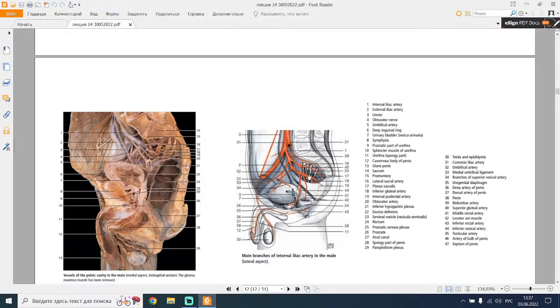Arteria pudenda interna. As you see, arteria obturatoria and arteria pudenda interna.